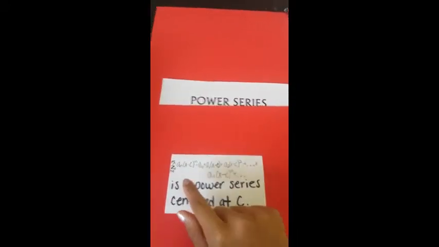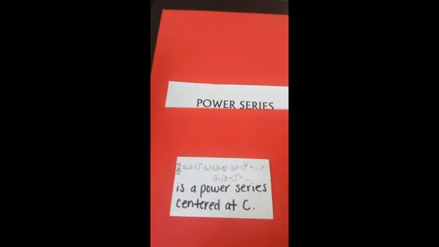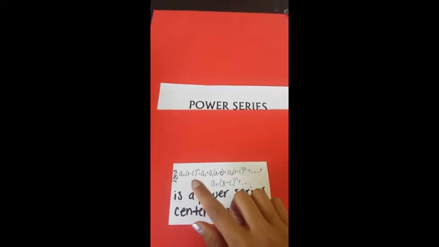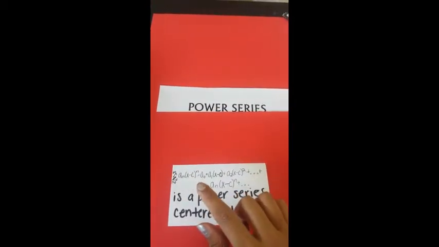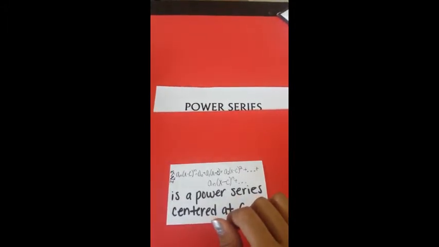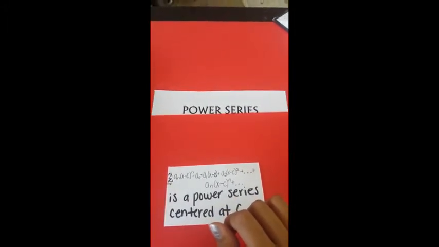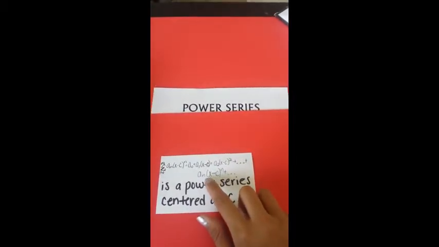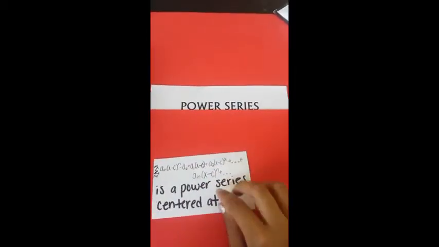Alright, so the next definition that we'll learn is the definition of a power series centered at c. It goes from 0 to infinity, the same as the last one, and it's a sub n times x minus c to the n power, equals a sub 0 plus a sub 1 times x minus c plus a sub 2 times x minus c squared, and so on, and you continue with the same thing. As your n increases, you plug it in.